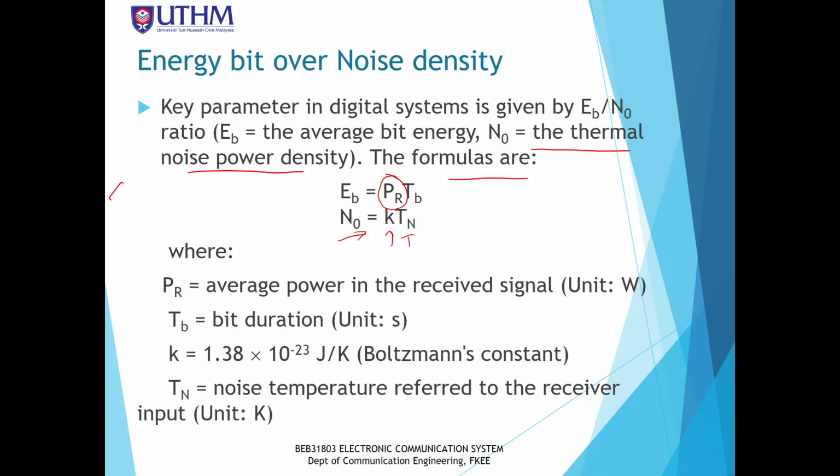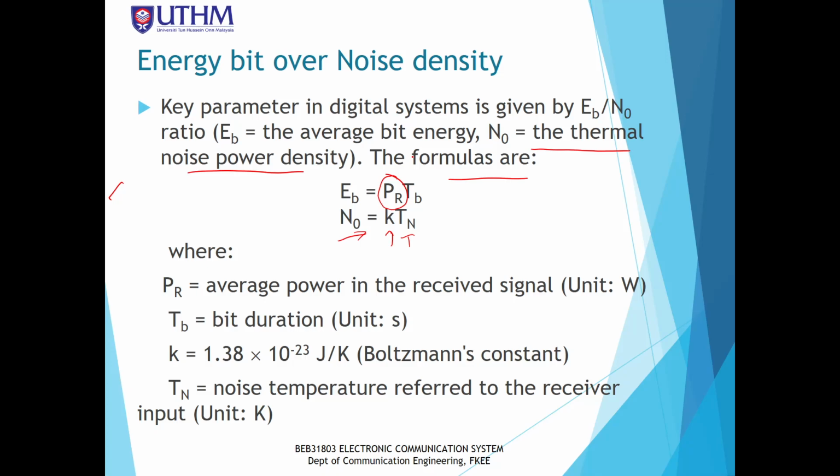Okay, noise temperature referred to the receiver input. So we are actually measuring this parameter at the receiver side, where we have PR, the receive power, and then we have the N0, which is equivalent to KTN. So what is Eb over N0 here? This is the important parameter, which I can say is similar to the SNR in analog.